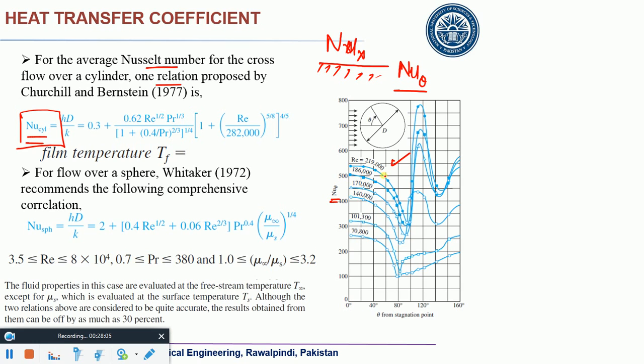So the same happens for different kinds of Reynolds number. You can see this plot. So major interest would be in the averaged value. Okay? And it is found at film temperature. Is there any question?